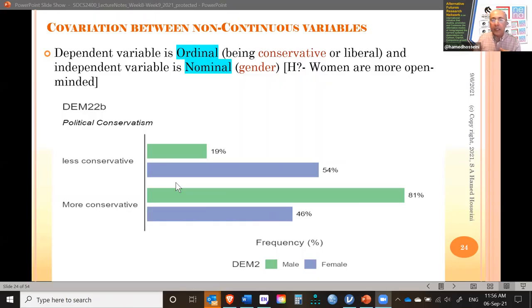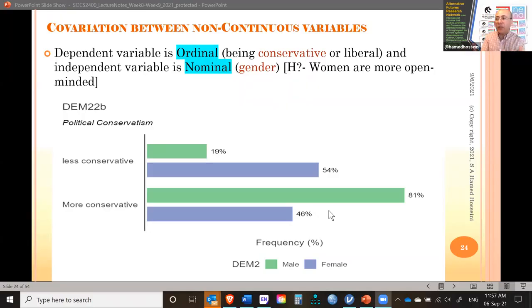vote for the Liberal and Nationals. And the blue ones, if you look at the blue bars, 54% of women are less conservative and 46% are more conservative. What do you understand from this graph? Can we say gender makes a difference? Yes, as you can see, more men are voting more conservative, 81%. Whereas for women, you can see a kind of majority of them, 54%, are voting less conservative versus only 46% of them. So obviously, from this graph, we understand.